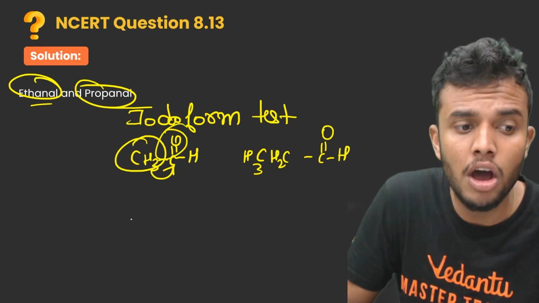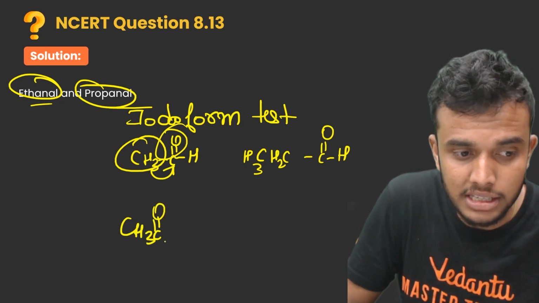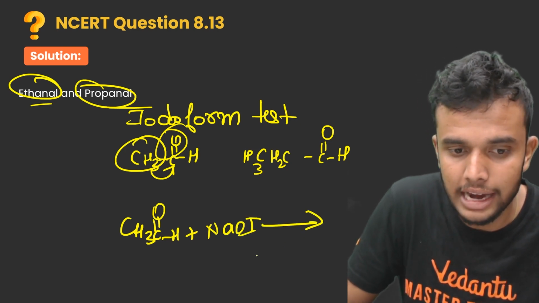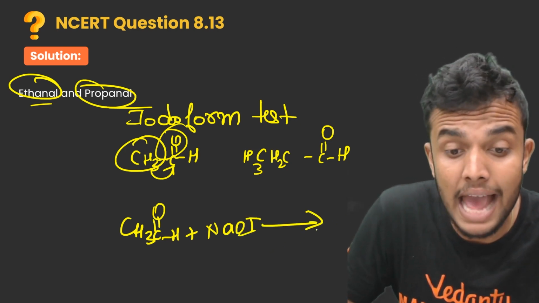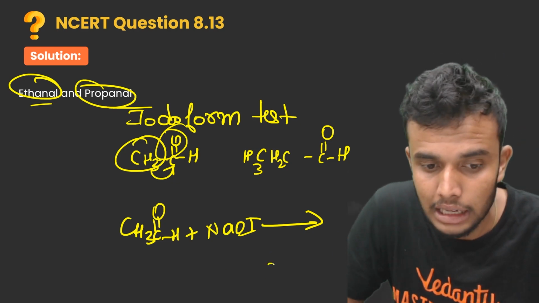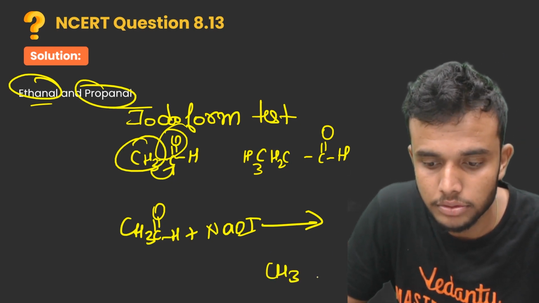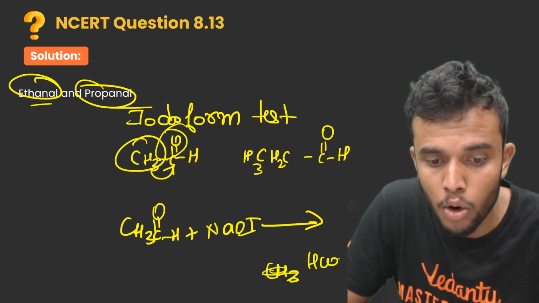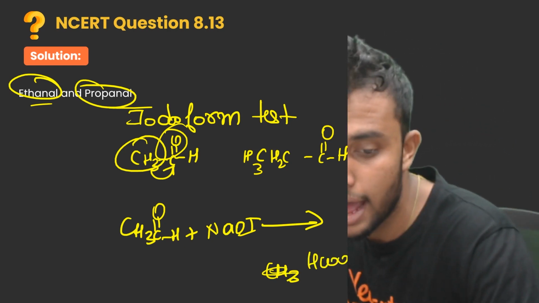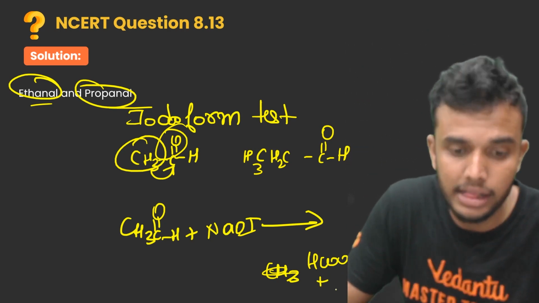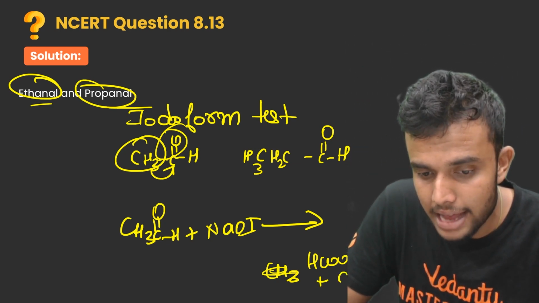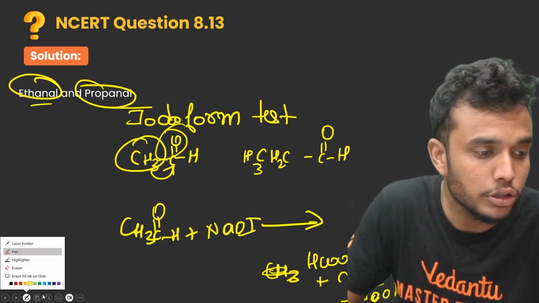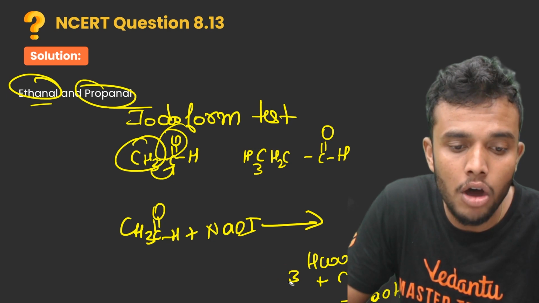What happens if ethanol is reacted with NaOI? It forms a yellow precipitate. We already discussed: CH3COONa with the liberation of CHI3 molecule and NaOH molecule. Right, students? Understood? If you have any doubt, let me know in the comment section.